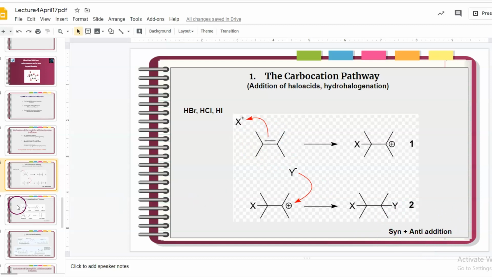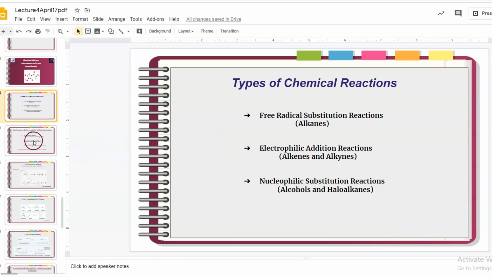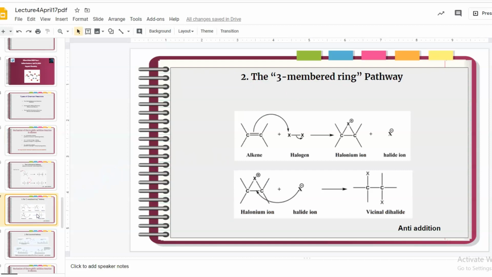Okay, this is the general mechanism. So let's go to the second one, the three-membered ring pathway. This happens whenever you are adding a halogen molecule, not haloacids, to an alkene. The source of the electrophile would be the halogen molecule, one of the halogen atoms, and the substrate is your alkene. This is also called, if you go back to the second slide, a halogenation reaction. Addition of halogens, the halogenation reaction, occurs with the formation of a three-membered ring.